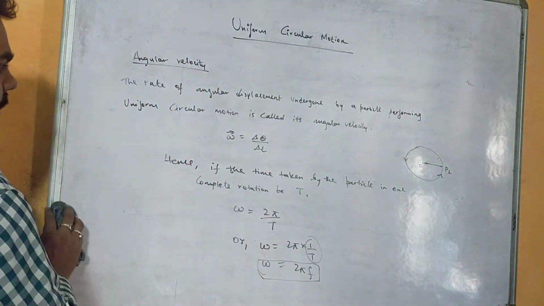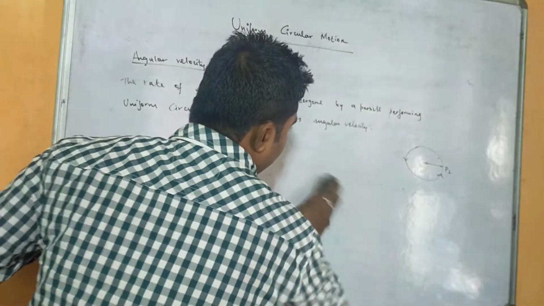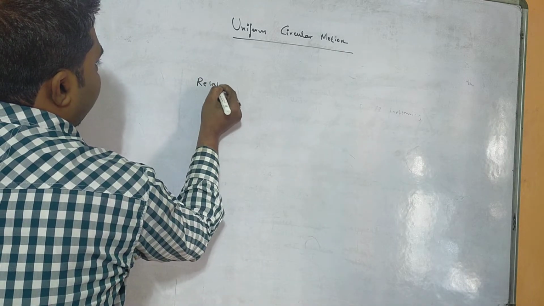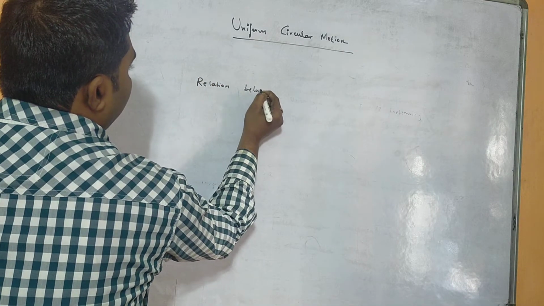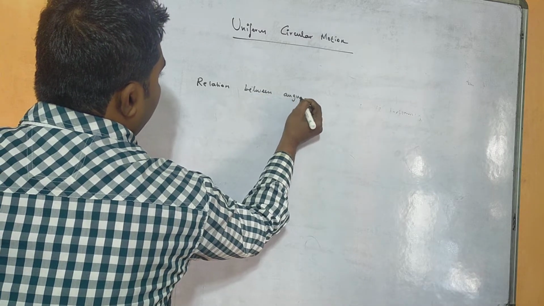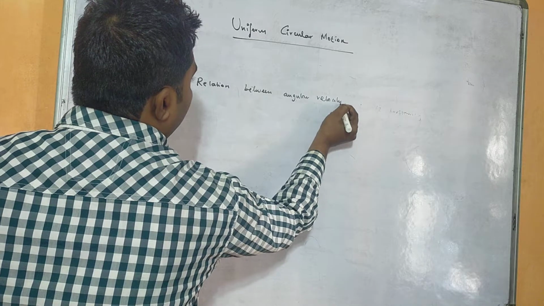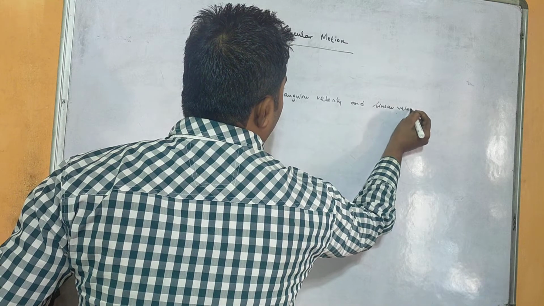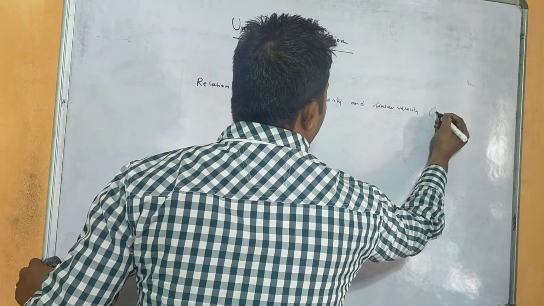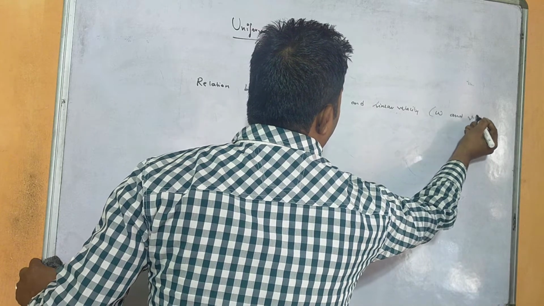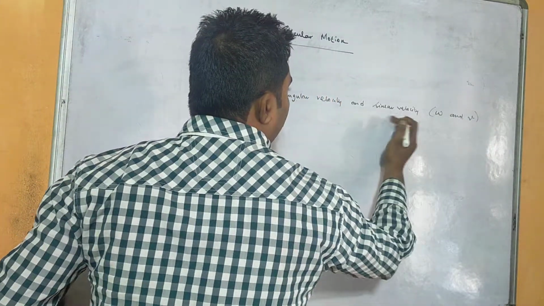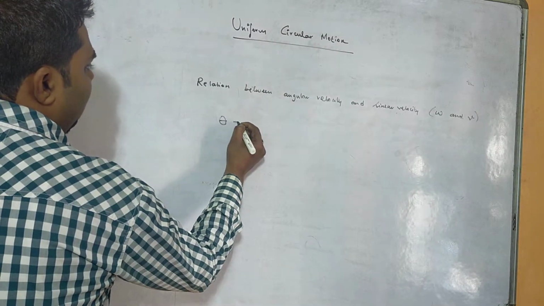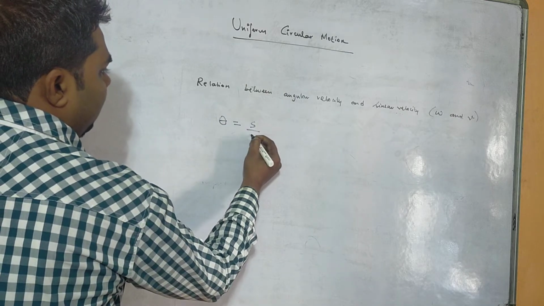We'll see now. Relation between angular velocity and linear velocity, right? That is between omega and v. Omega means angular velocity and v means linear velocity. Okay, so just now we have seen angle equals s by r, right?